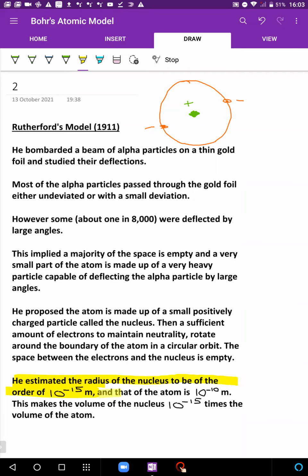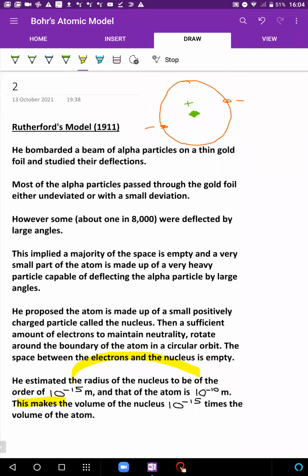And it was, I think, already known at the time that the size of the atom is approximately 1 angstrom, 10 to the power minus 10 meters. And this is quite good because this is more or less true. The size of the nucleus is more or less of that order. So this was quite close. So this makes the radius 1 upon 10 to the power 5 times the radius of the atom. Okay. The radius of the nucleus is 1 lakh times smaller than the radius of the atom.